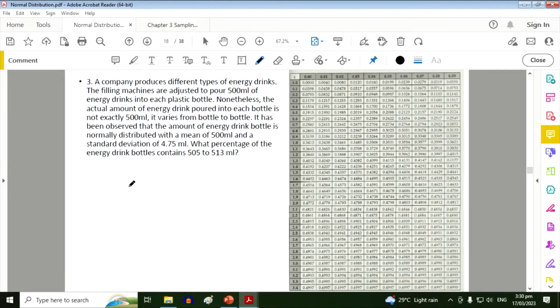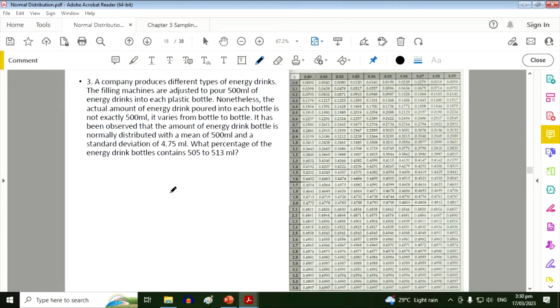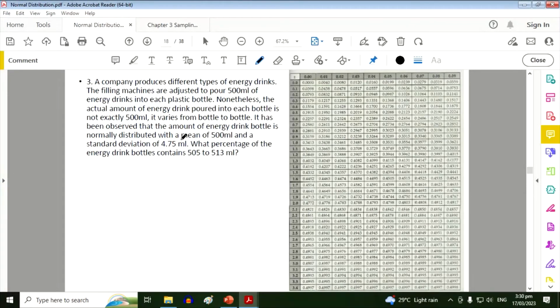Number 3. A company produces different types of energy drinks. The filling machines are adjusted to pour 500 ml of energy drinks into each plastic bottle. Nonetheless, the actual amount poured into each bottle is not exactly 500 ml. It varies from bottle to bottle. It has been observed that the amount of energy drink per bottle is normally distributed with a mean of 500 ml and a standard deviation of 4.75 ml. What percentage of the energy drink bottles contains 505 to 513 ml?